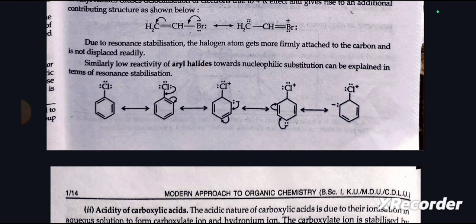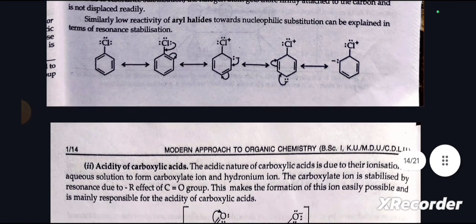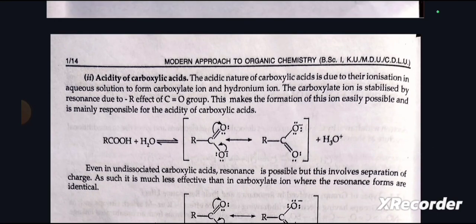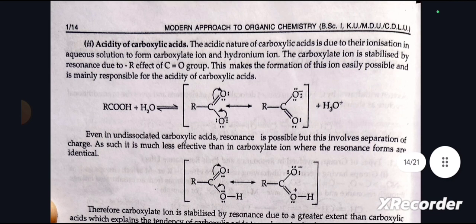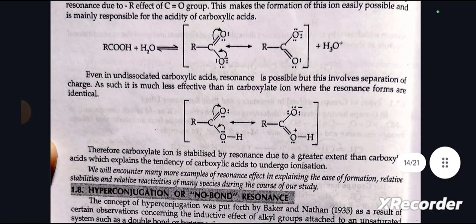Similarly, low reactivity of aryl halides toward nucleophilic substitution can be explained in terms of resonance stabilization. Second, acidity of carboxylic acids. The acidic nature of carboxylic acids is due to their ionization in aqueous solution to form carboxylate ion and hydronium ion. The carboxylate ion is stabilized by resonance due to minus R effect of the C=O group. This makes the formation of this ion easily possible and is mainly responsible for the acidity of carboxylic acids. RCOOH + H2O gives carboxylate ion + hydronium ion.